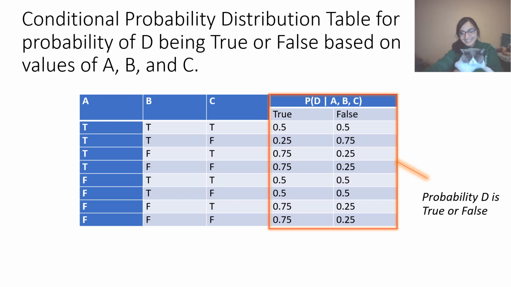So what you're going to see here is that in this conditional probability table, the CPD, conditional probability distribution table, for the probability of D being true or false, it's based on the values of A, B, and C. This part of the table tells you the breakdown of the probability that D is true and that D is false given these three random variables A, B, and C. So that's what we observe here.